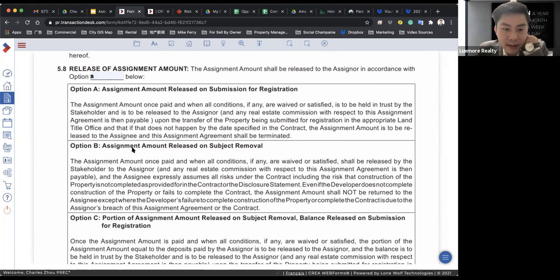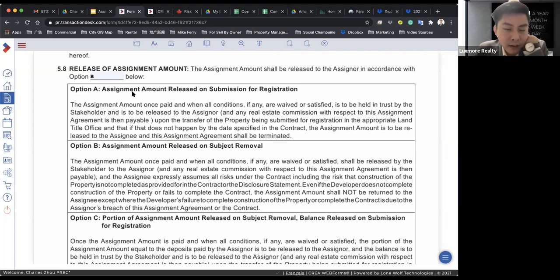Section B says assignment amount release on subject removal, which means after subject removal, the seller, the assignor, would get money right away when the assignee obtains the consent from the developer. But you can also choose option A or option C.